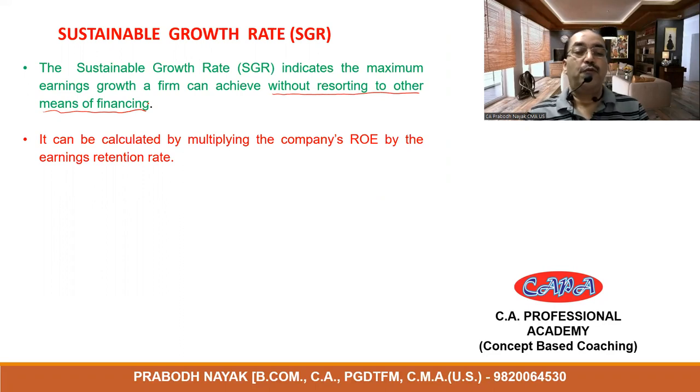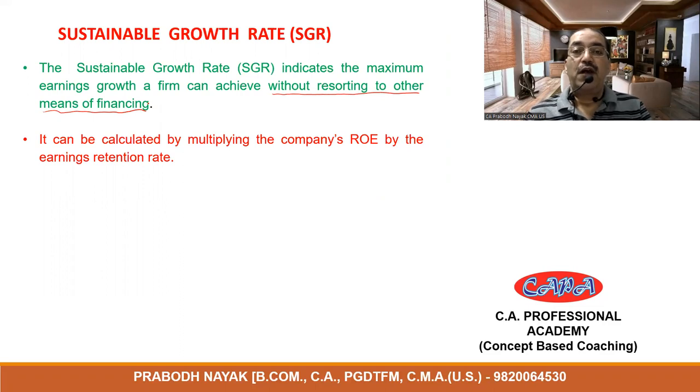Okay, coming back to the first point. It indicates the maximum earnings growth. Which earnings? Net income. Net income for whom? Net income for equity shareholders, common stockholders.